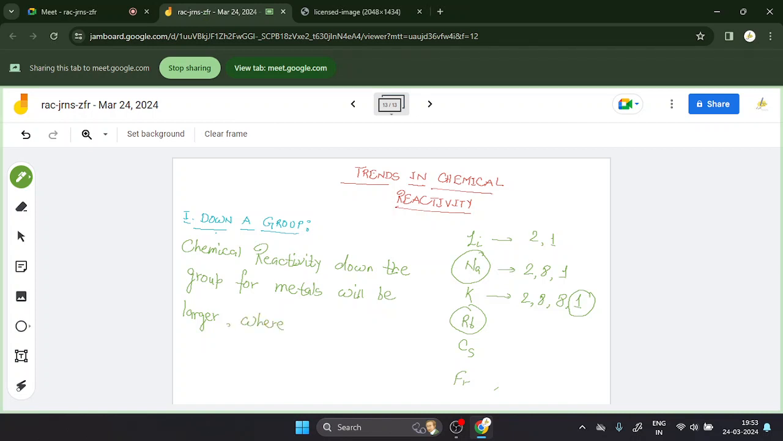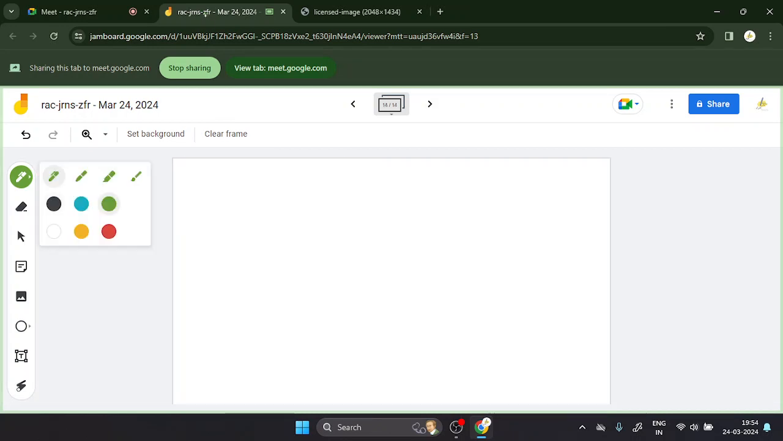Whereas, what will happen to the chemical reactivity of non-metals? Tell me. It will decrease. Chemical reactivity decreases. Very good. Because these are opposite, on going down a group. Any problem? Understood? What is the link here? So this is what happens. Now let's talk about across the period.